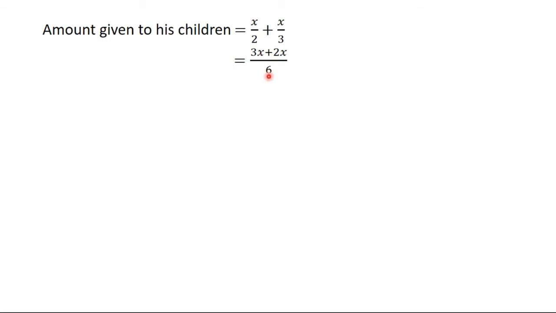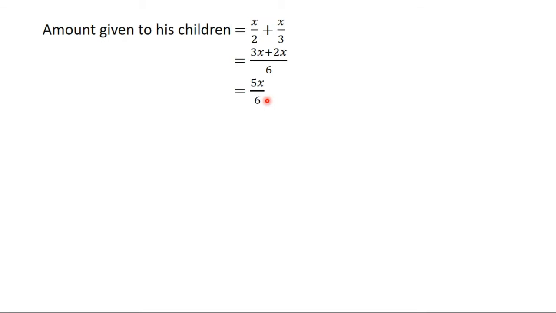We find the LCM. The LCM of 2 and 3 is 6. So 6 divided by 2 will give us 3. 3 times the numerator here, x, will give us 3 times x, which is 3x. Then plus 6 divided by 3 will give us 2. 2 times the numerator, which is x, will give us 2 times x, which is 2x.